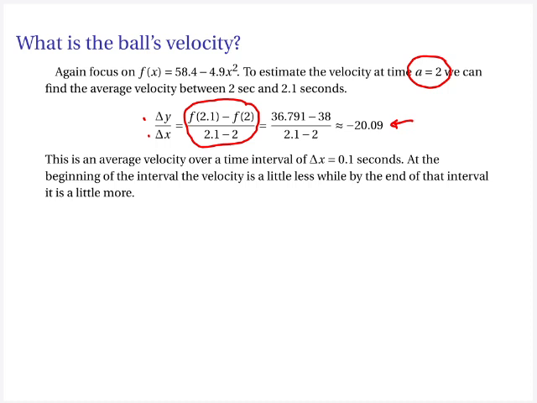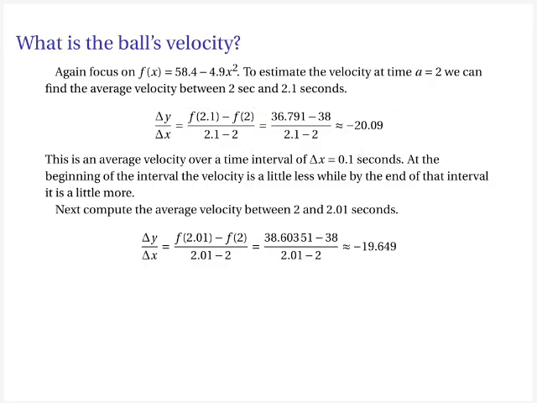Now that's an average velocity over a time interval of 0.1 seconds. And you might say, well, that's a pretty good approximation. I can live with that. That's good enough for me. Fair enough, but we're going to make it better. We might try to improve it by making the interval shorter. Instead of between time 2 and time 2.1, we're going to look at the difference between time 2 and time 2.01.